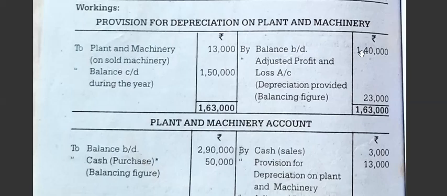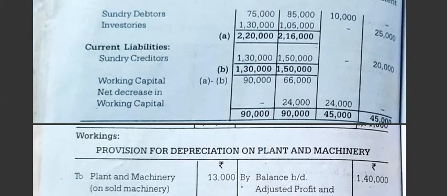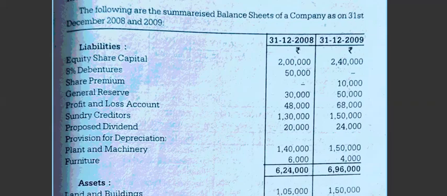So the opening balance is on the credit side. Why? Because it is a credit balance. So by balance brought down 1,40,000, to balance carried down 1,50,000. After that there is a machinery sold. See the sold machinery depreciation, plant and machinery depreciation, how much?